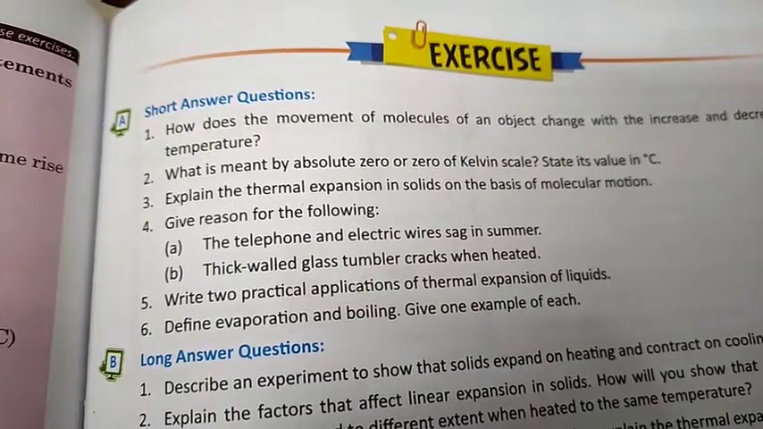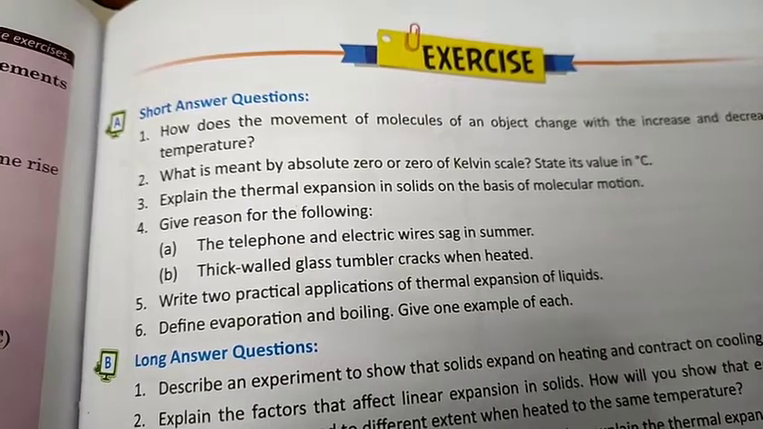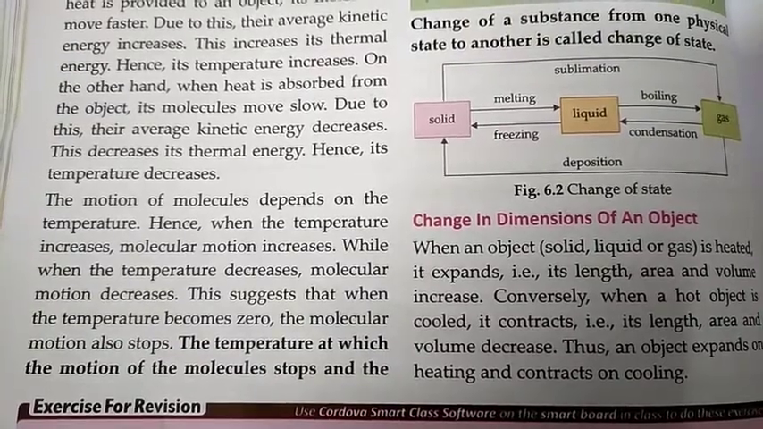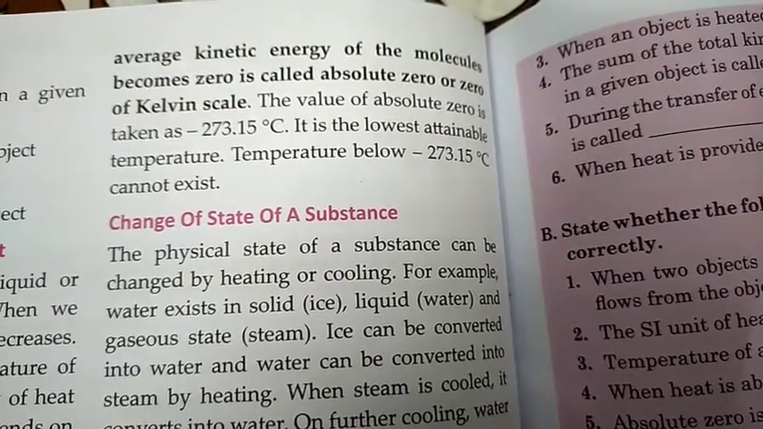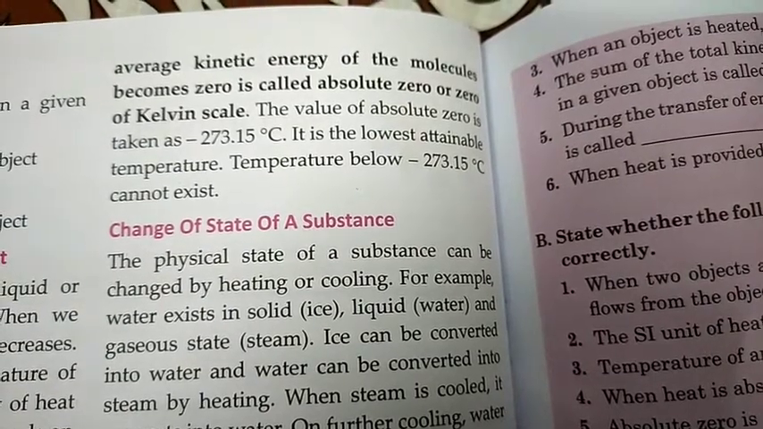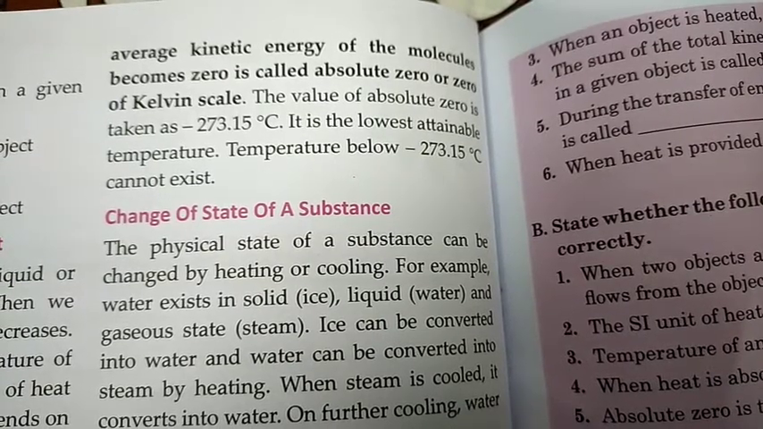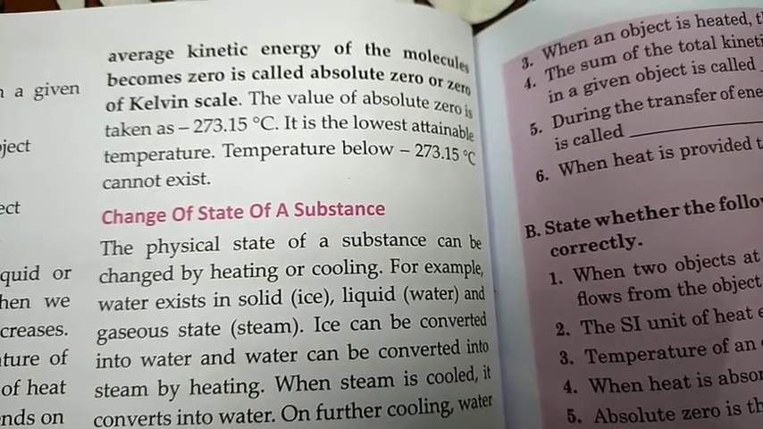Question 2 is, what is meant by absolute zero or zero of Kelvin scale? State its value in degrees Celsius. The temperature at which the motion of the molecules stops and the average kinetic energy of the molecules becomes zero is called absolute zero or zero of Kelvin scale. The value of absolute zero is taken as minus 273.15 degrees Celsius.